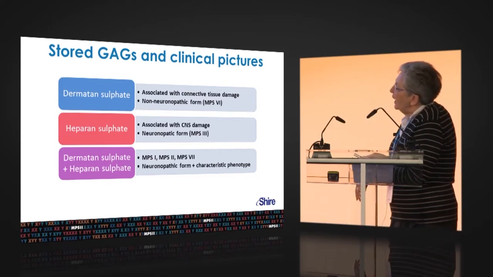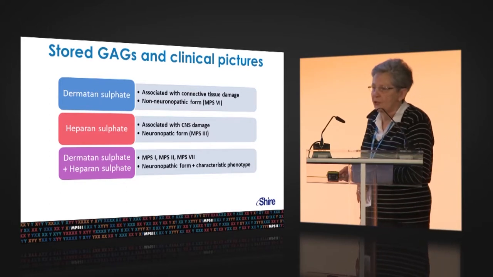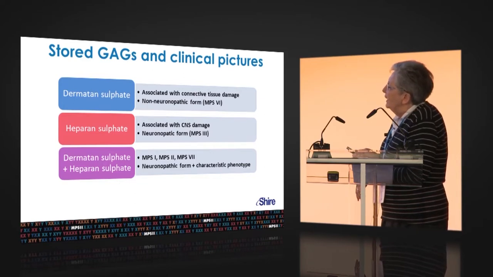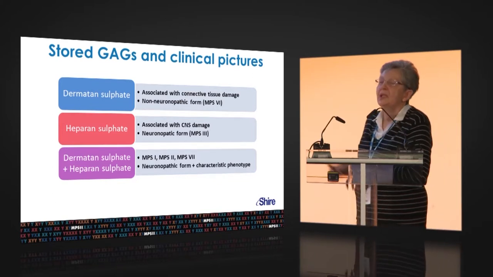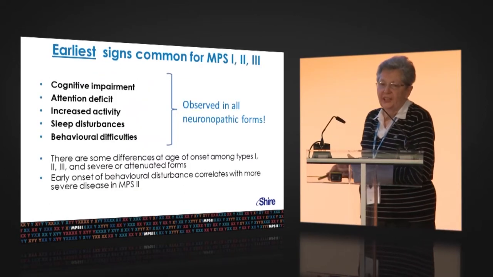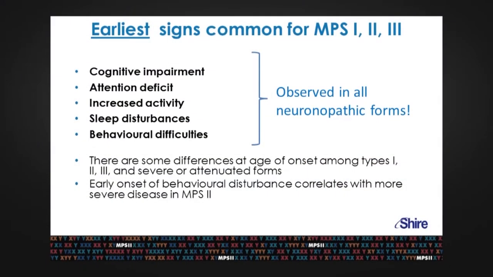And when dermatan sulfate and heparan sulfate are stored together, we have MPS 1, 2, and 7, the three MPSs with a neuronopathic subphenotype. It was challenging to say what the earliest or early signs common in MPS 1, 2, and 3 are. These 5 points I found are observed in all neuronopathic forms.